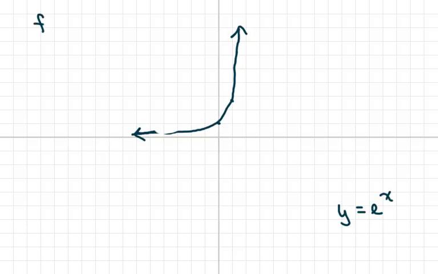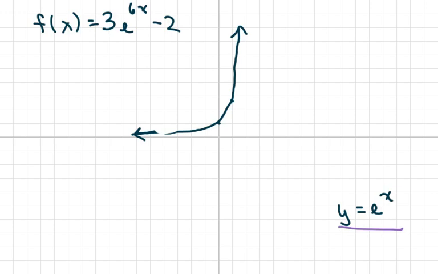f of x equals, and we're looking for horizontal asymptotes, right? So we have 3e to the 6x minus 2. Now, what I did, I went ahead and just graphed y equals e to the x.